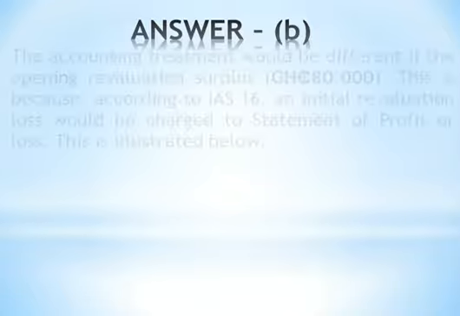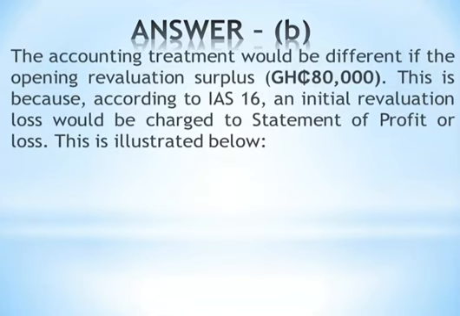Now let's go to the B. If you look at the requirement for the B, we were told to state what would have been the accounting treatment if the opening revaluation surplus did not exist. In the case whereby the opening revaluation surplus did not exist, remember that the revaluation loss we are going to treat in the statement of profit or loss. So here basically the accounting treatment will be different if the opening revaluation surplus did not exist.